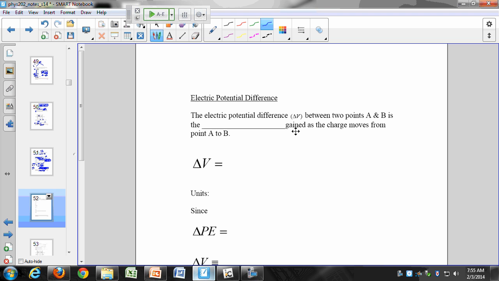Whenever we talk about potential difference in electrical circuits, we're talking about the difference between two different points. All right, so the electric potential difference between two points A and B is the energy per charge gained as the charge moves from point A to B. Because remember, V, at its basic level, is potential.